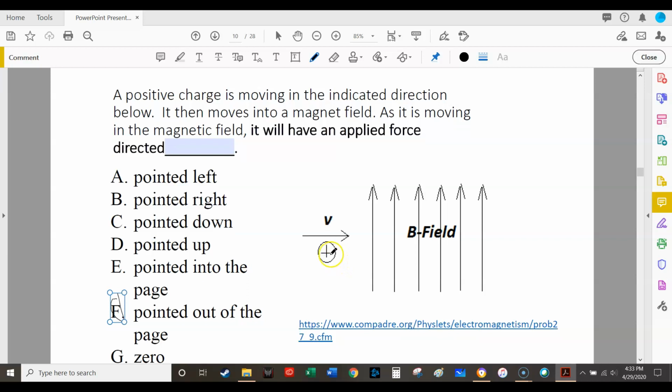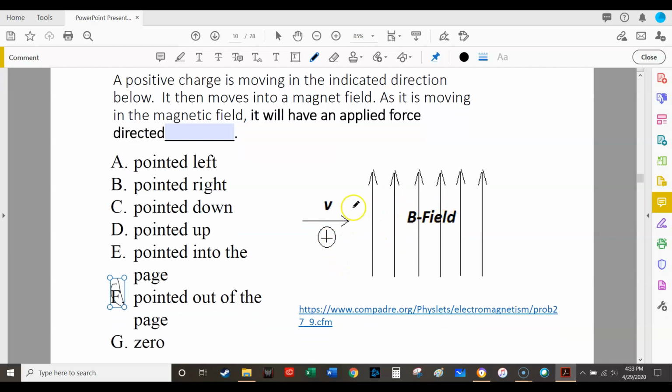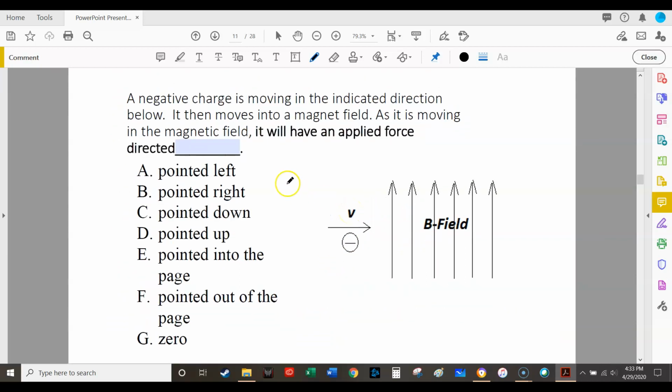Well, let's do this again. Let's do this problem, but for a negative particle. So a negative particle is now moving to the right.